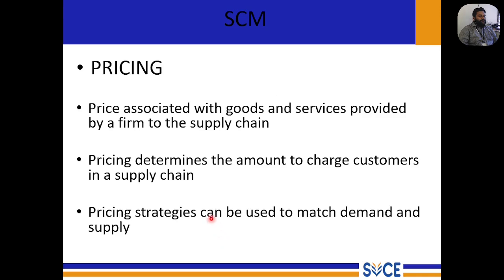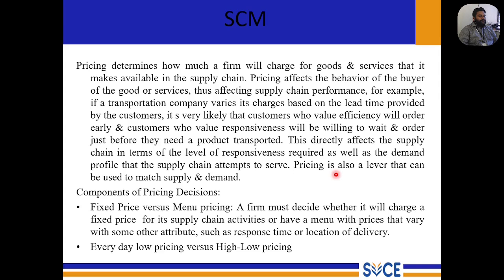Following that will be the pricing aspect. Price is associated with goods and services provided by a firm to the supply chain. It determines the amount charged to customers in a supply chain. Also, it can be used to match the demand and supply. So pricing is one of the key factors where many organizations will tend to give some outputs, because pricing is the major affecting parameter to a customer. So based on that, the demand might increase positively also, because this determines how much a firm will charge for a good and service which is made available in the supply chain.